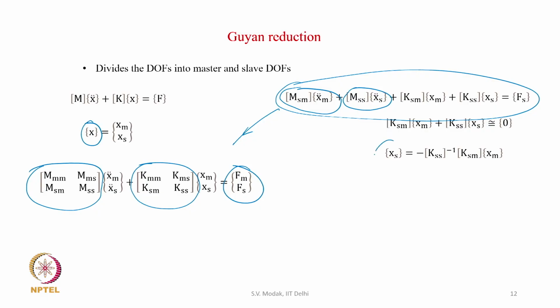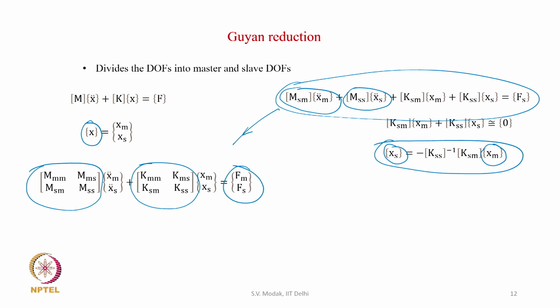So, from this equation now we can write xs is equal to minus inverse of kss into ksm into xm. So, this equation relates the displacement at the slave degrees of freedom with the displacement at the master degrees of freedom. So, you can see these two sets of degrees of freedom are related by the matrix minus inverse of kss into ksm.